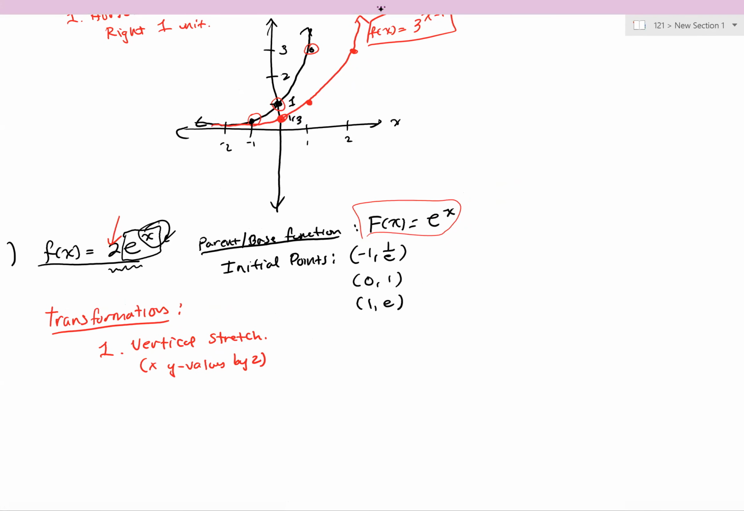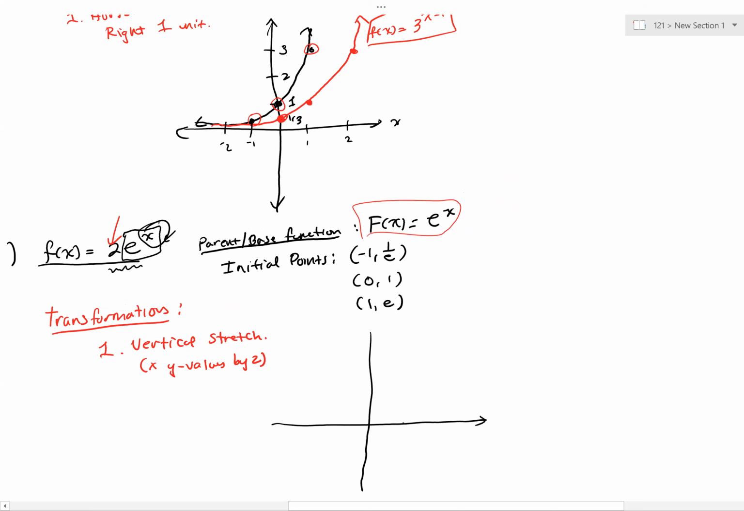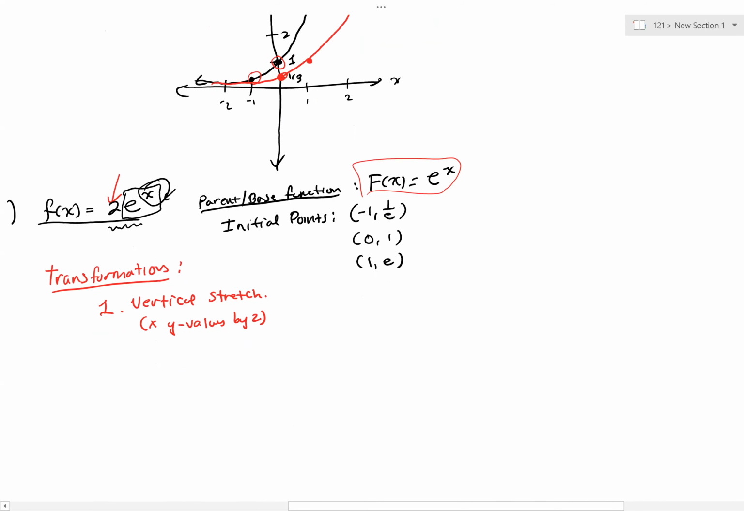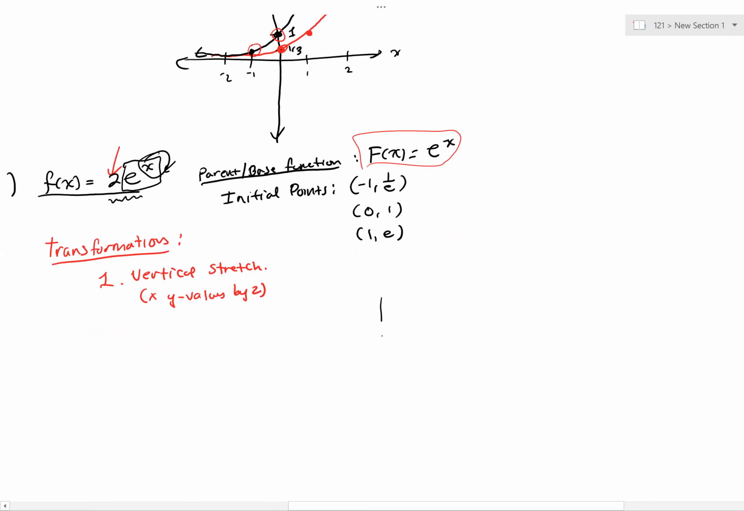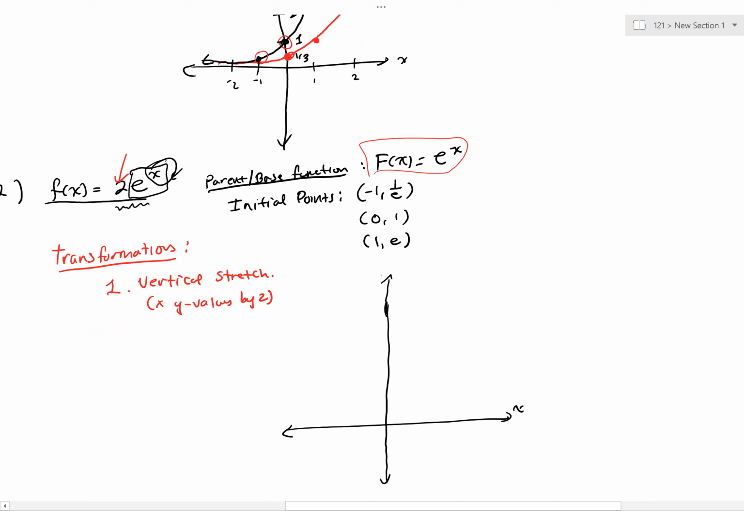So let's give this a go. This one actually might be a little tight, so let me draw it a little bit more out in the open here. Because we're multiplying the y values by 2, I know they're going to get taller than my previous 2 graphs.